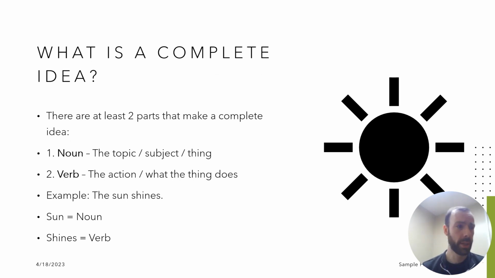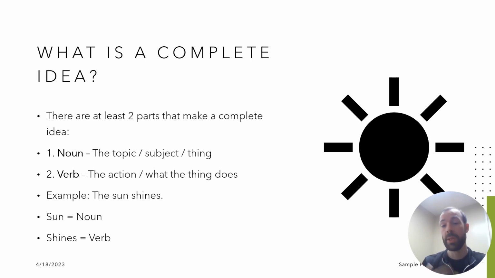So one of the most important concepts around forming a proper sentence in the English language is the concept of a complete idea. To have a complete idea, a full and proper sentence, we need at least two parts. The first thing we need is a noun, a thing that we're talking about. This is kind of like the topic of our sentence. We can call that thing the subject. The subject is the main thing that we're talking about in our complete idea.